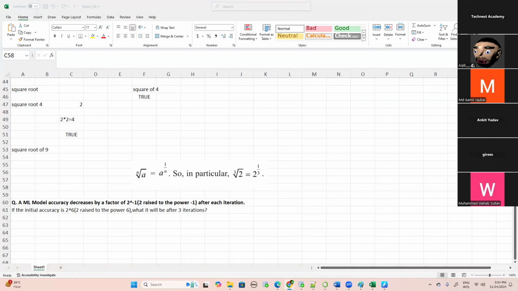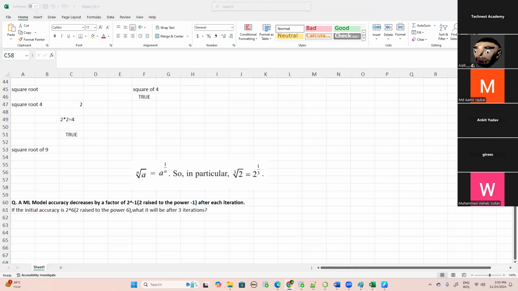No, just a minute here. Increases by a factor means is it divided by or subtracted by? An ML model's accuracy decreases by a factor of 2 raised to the power minus 1. So it means it is decreasing. That is what I told in the beginning. If the power is negative, it means it is decreasing.